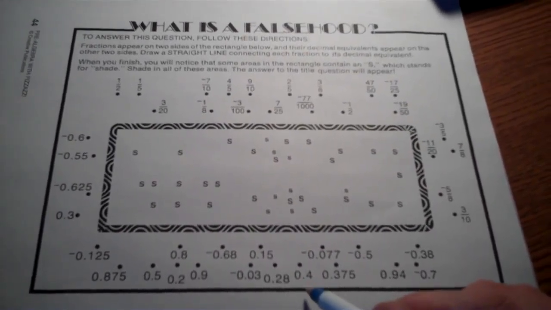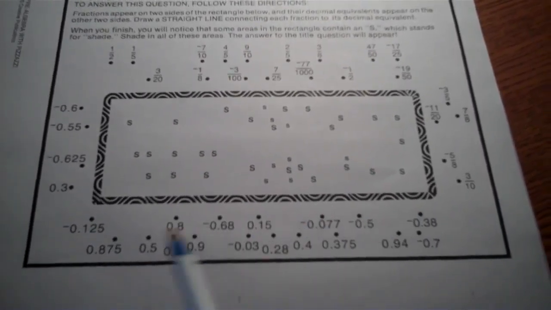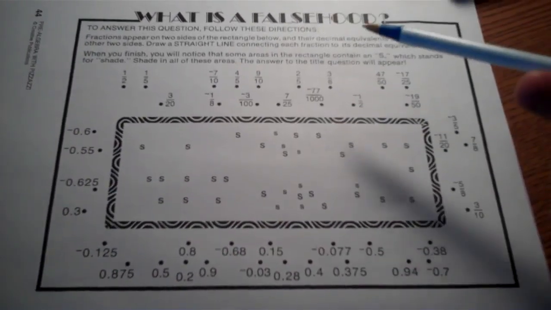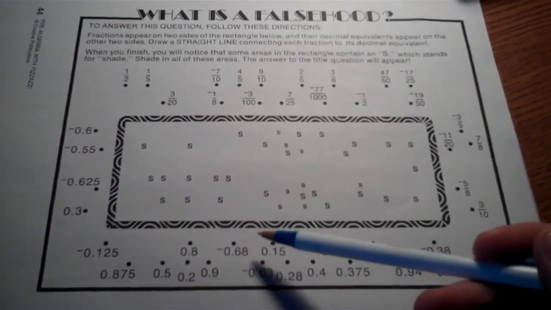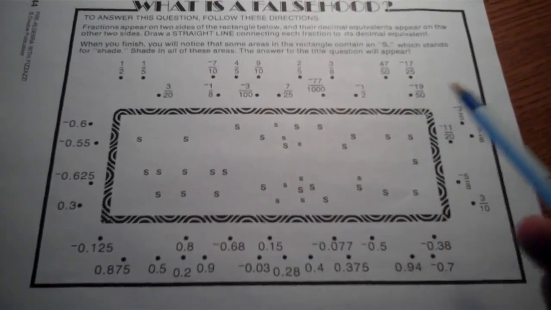Now, again, what you're supposed to be doing with this is you have your fractions along the top and the side. You have decimals along the bottom and the other side. So your end goal is to match up your fraction with its equivalent decimal. Now, the way we're going to do that is exactly how we did it in class the other day.